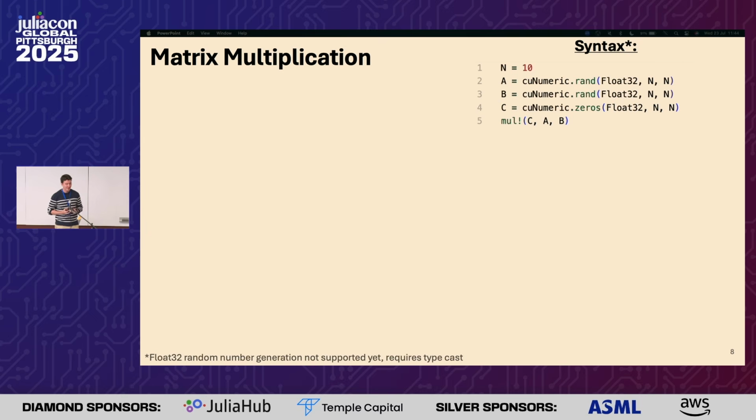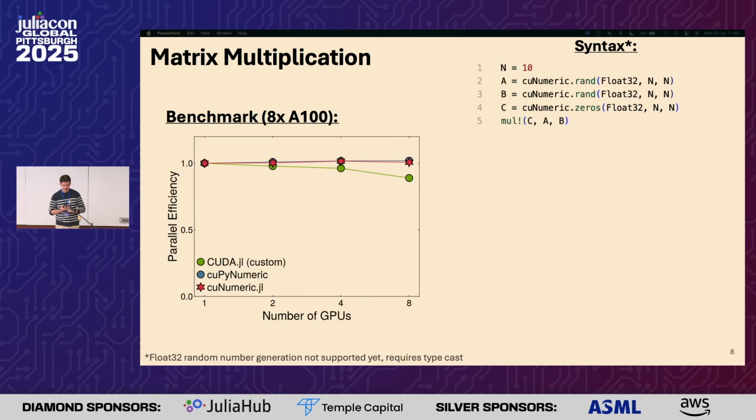You cannot generate float 32 random numbers at the moment, so technically you have to typecast from float 64, but the syntax we hope to have soon will look like this, and n was not actually 10, it was much bigger than that. So the weak scaling for this, cuPyNumeric and cuNumeric.jl, again, scale perfectly, and David wrote a bespoke kernel with CUDA.jl that uses multiple GPUs that also scales fairly well.